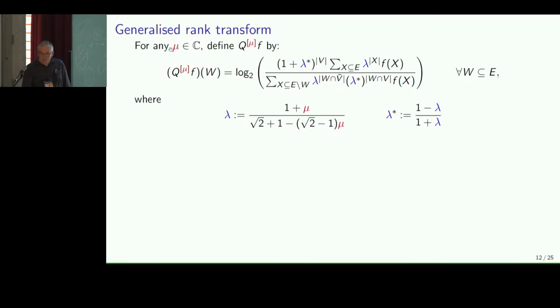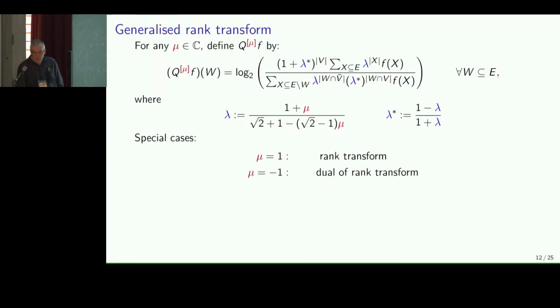So we have a slightly different parameterization now, but the lambda and the mu have a simple formula between them. I don't want to dwell on the details of the formula here. It's quite complicated, but it does turn out to be the right way of defining a rank transform for these generalized minor operations. If mu equals 1, we just get the ordinary rank transform. If mu equals -1, we get its dual.